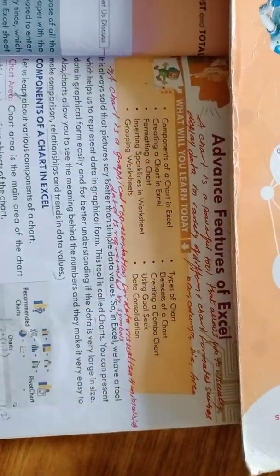What is a chart? A chart is a graphical representation for data visualization in which data is represented by symbols. Means if you want to represent any data with the help of symbols, then we are using charts.